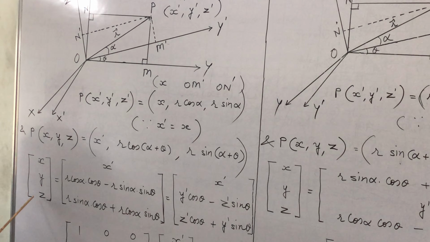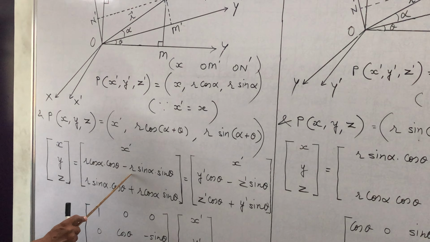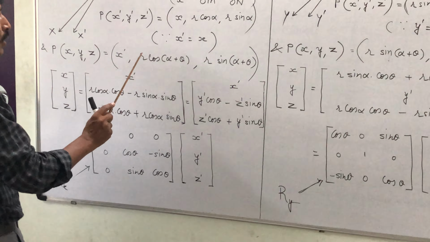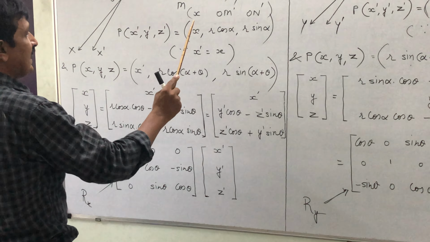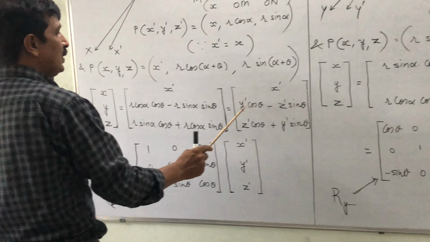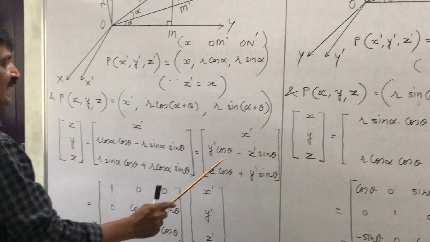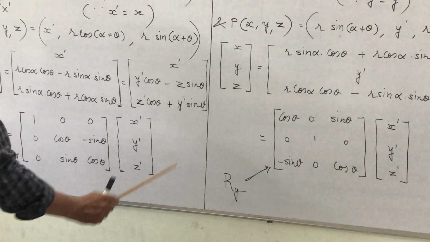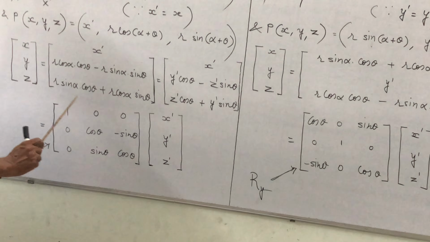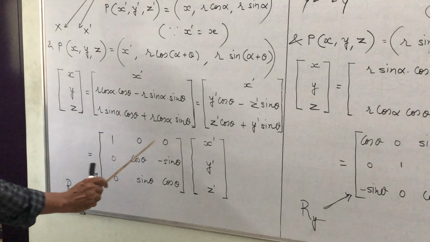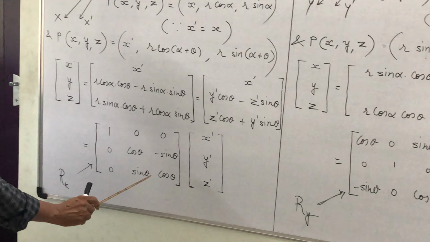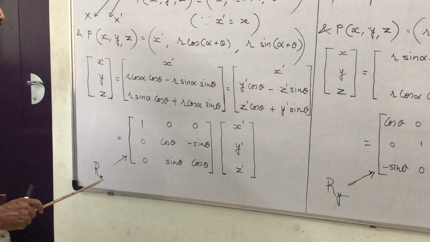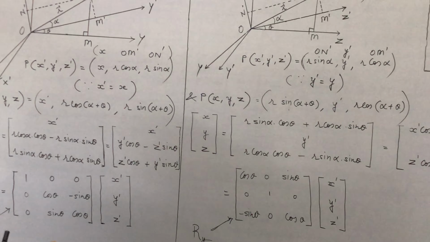So writing x, y, z in terms of x dash: it is r cos alpha cos theta minus r sin alpha sin theta, and r sin alpha cos theta plus r cos alpha sin theta. Now r cos alpha is y dash and r sin alpha is z dash, so y dash cos theta minus z dash sin theta. Here also z dash cos theta plus y dash sin theta. Representing this in matrix multiplication, the rotation matrix is 1 0 0, 0 cos theta minus sin theta, 0 sin theta cos theta, multiplied by x dash, y dash, z dash.